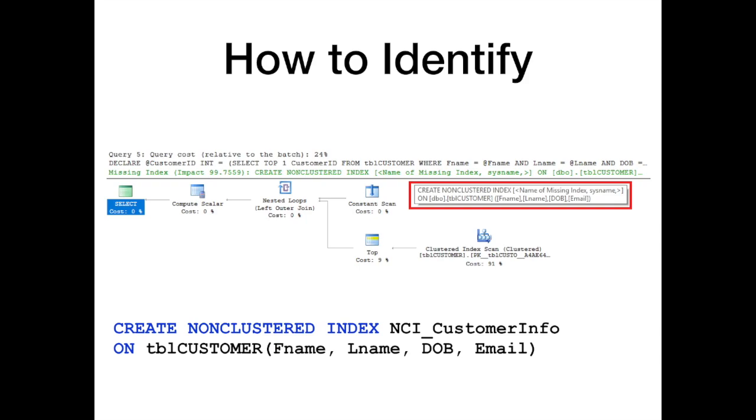So in this case, this is the same example on our customer. Well, this is a little bit different example actually. We're still in the customer table. We're looking up on first name, last name, date of birth, and email. So this is an example query execution plan.